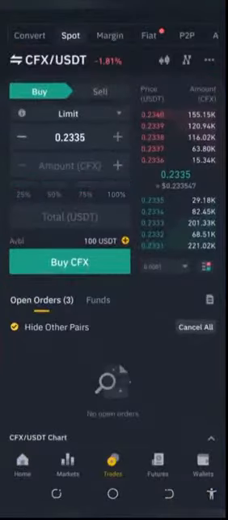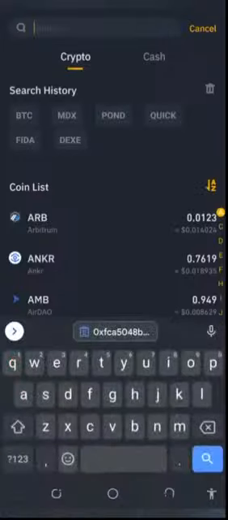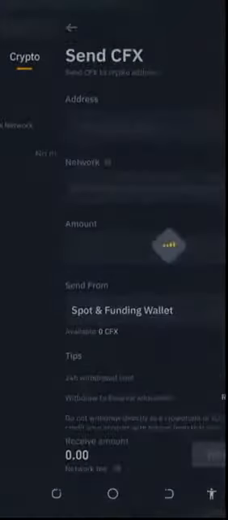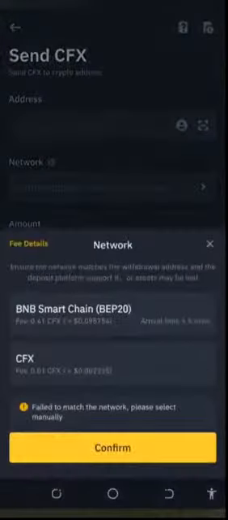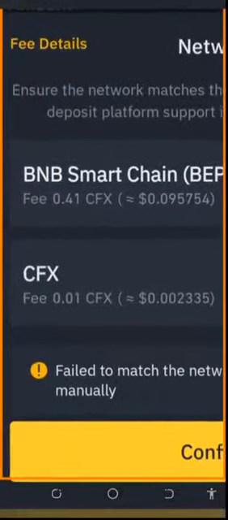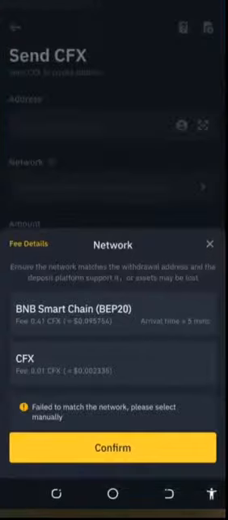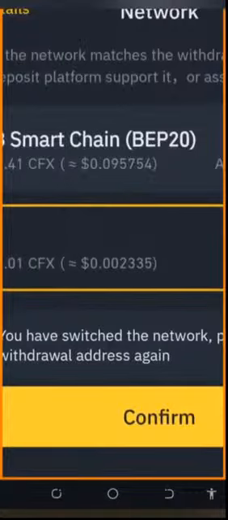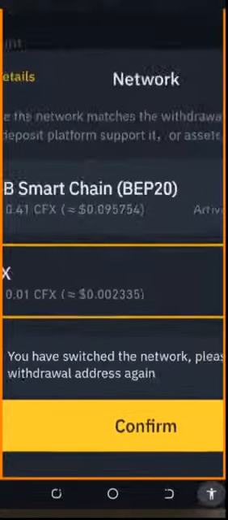Now, what we saw here was Conflux eSpace, right? Okay, so for us to withdraw this, if we have to withdraw it, let's just look for Conflux, CFX. All right, Conflux network. So what is it to withdraw it? Let's check it out. We have BEP20 and we have CFX. Does it say Conflux eSpace? I'm not seeing eSpace, but I'm seeing CFX. So let's click on CFX. How much is it? It's just about 0.002. That's less than 1 cent.